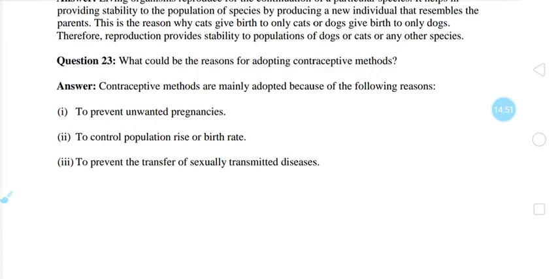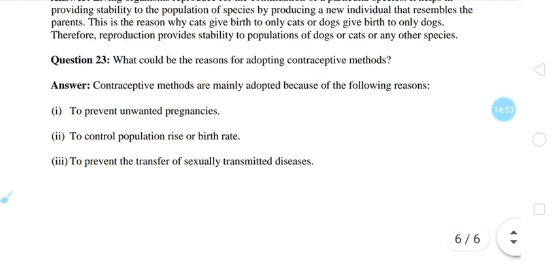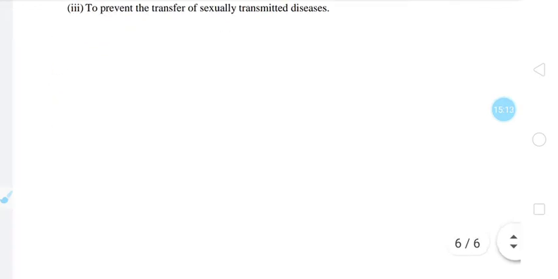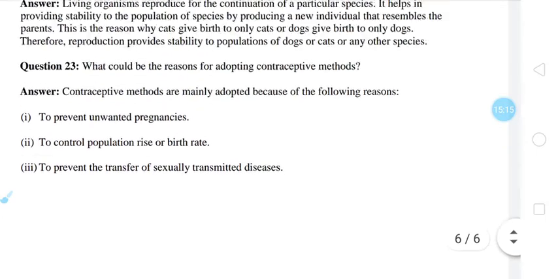Question number 23, I think it is the last question. What could be the reasons for adopting contraceptive methods? Contraceptive methods are mainly adopted because of the following reasons: to prevent unwanted pregnancies, to control population rise or birth rate, and to prevent the transfer of sexually transmitted diseases. So this is the end of this exercise and in-text questions.